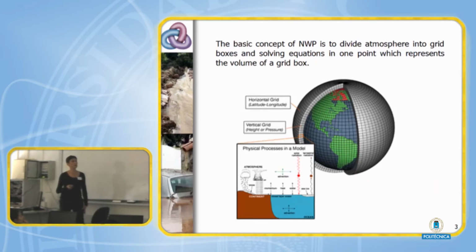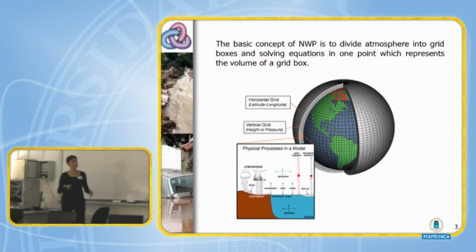Also, the basic concept of NWP, numerical weather prediction, is to divide the atmosphere into grid boxes. The idea is that if we solve the equation at one point of the grid box, that will represent the parameters in the whole volume of the grid box. That is how we are solving the dynamics.